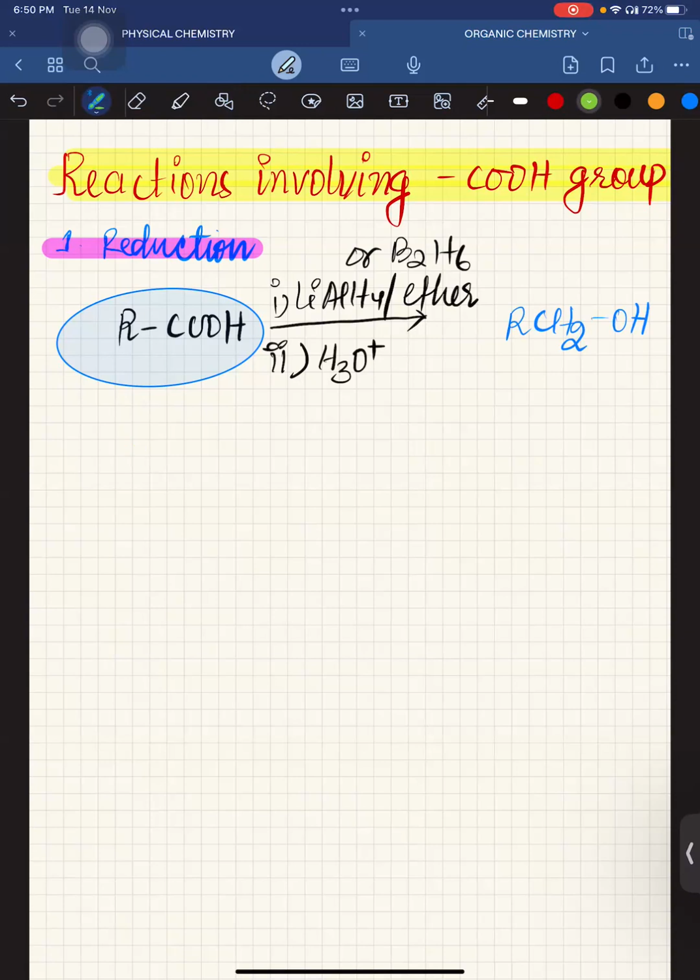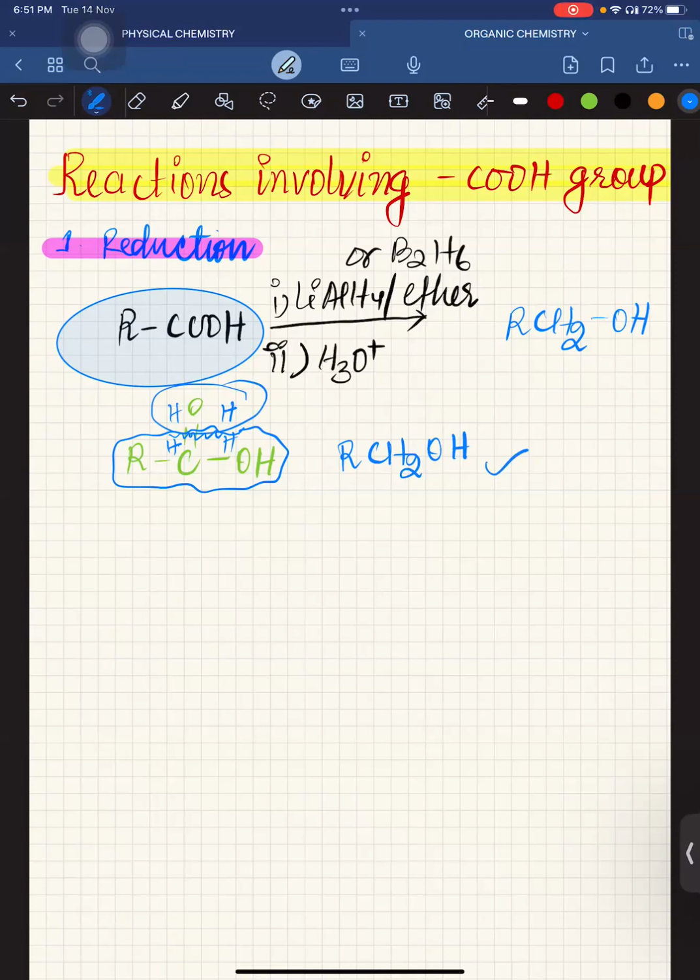So you can see this was like this, R C double bond OH. And if you are going to use this reagent, this bond will be broken, hydrogen will be added here, here, here, and here. So this part, if you focus, will become RCH2OH, and H2 will be eliminated like this. So it will be directly converted into alcohol.